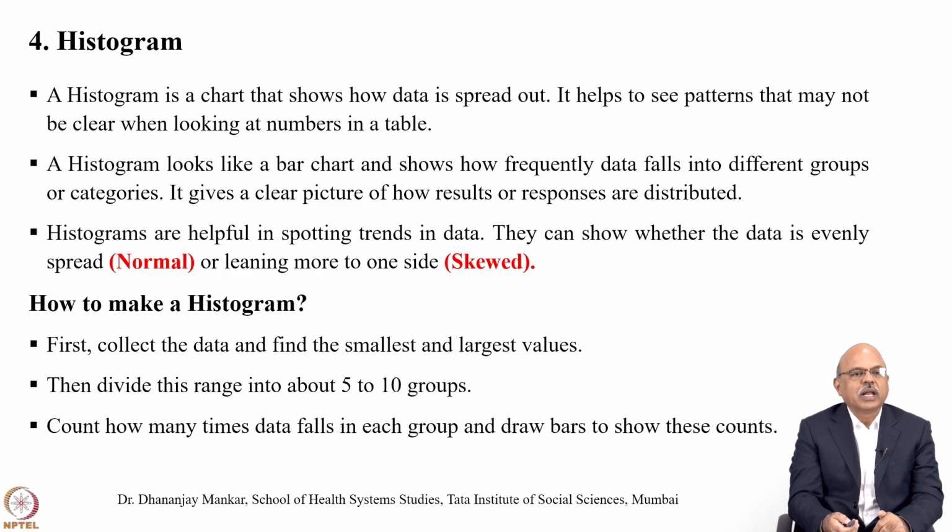Now comes fourth in line, the histogram. A histogram is a chart that shows how data is spread out. Here you require a lot of data. A histogram helps to see patterns that may not be clear when looking at numbers in a table. It looks like a bar chart and shows how frequently data falls into different groups or categories. It gives us a clear picture of how results or responses are distributed.